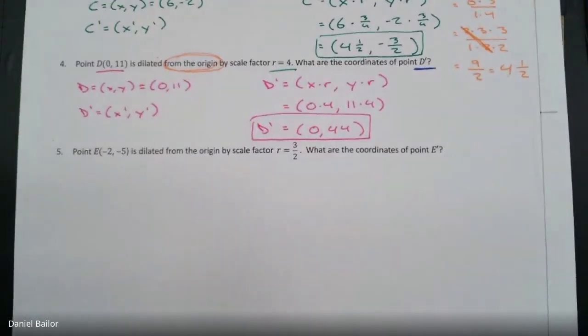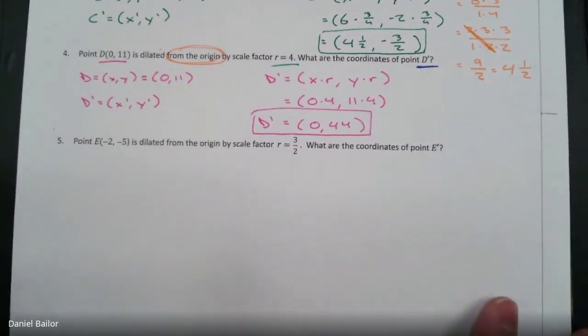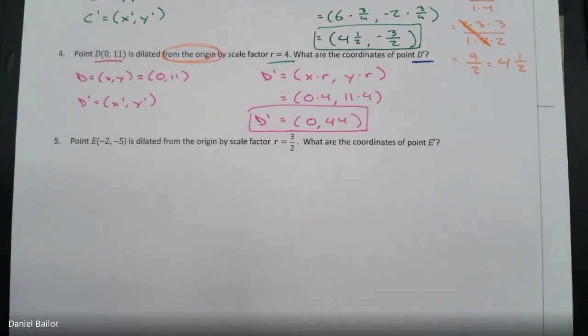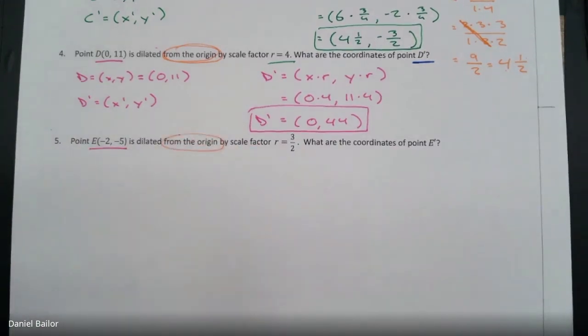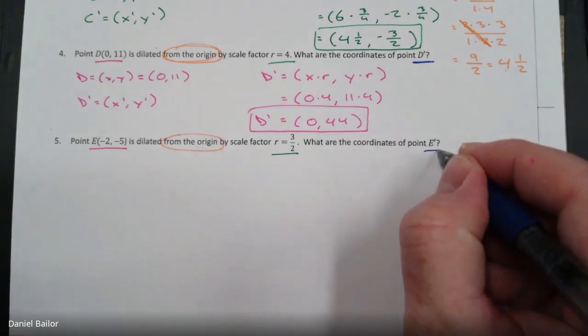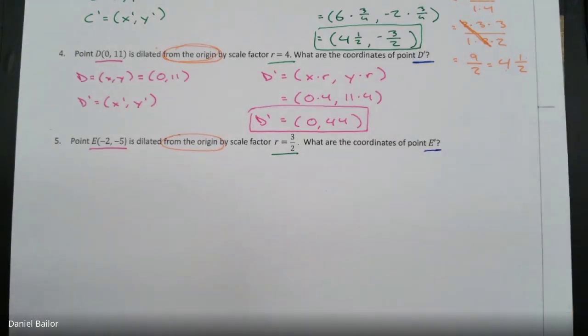Try one more, number 5. Point E is -2, -5, dilated from the origin. Scale factor r equals 3/2. And we need point E prime. That's what we need. So let's go to work.